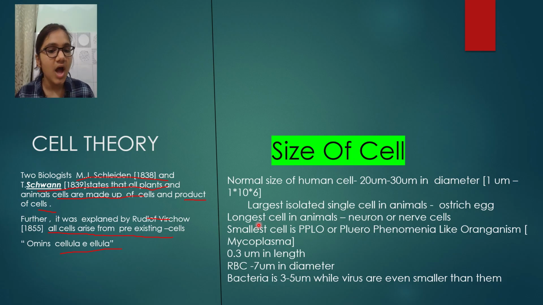Then RBCs are 7 micrometer in diameter and bacteria are 3 to 5 micrometer, while viruses are even smaller than them. Why are viruses smaller? Because they have an acellular structure. They do not have this length. They have an acellular structure. That's why they are even smaller than bacteria.